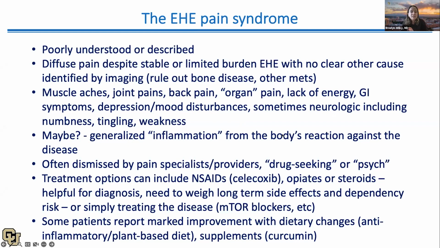I had a patient recently who's having numbness and tingling and weakness and just frozen joint syndromes. I mean, like really quite a problem. And so we think about this as maybe being like generalized inflammation from the body's reaction against having cancer, but that's really hard to prove. And we don't know what the chemicals are that would be driving this sort of thing.